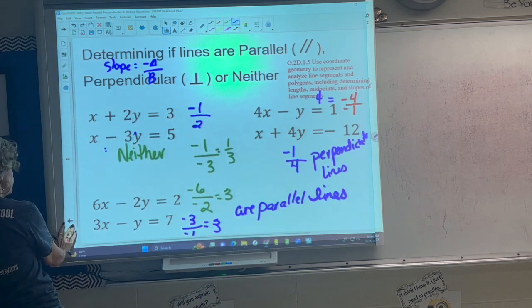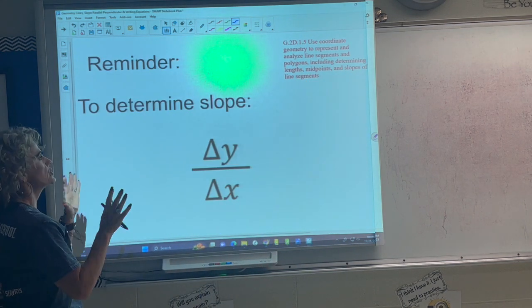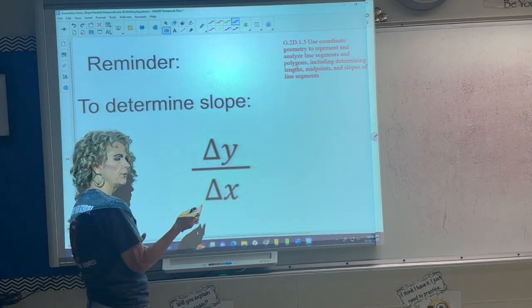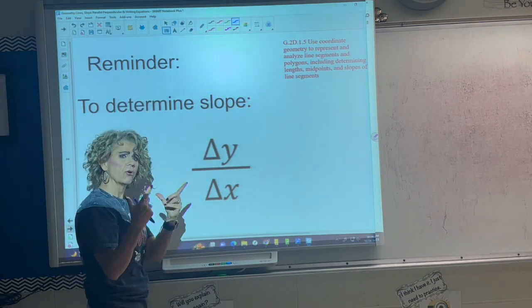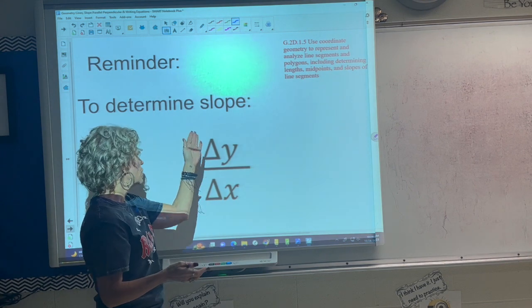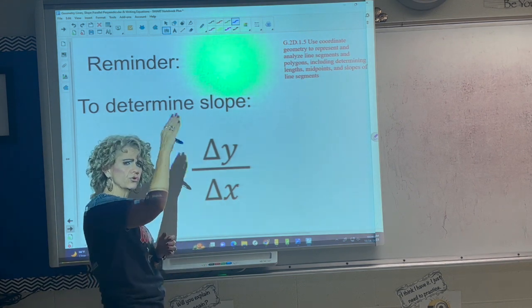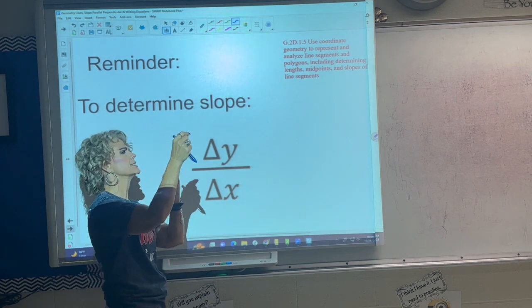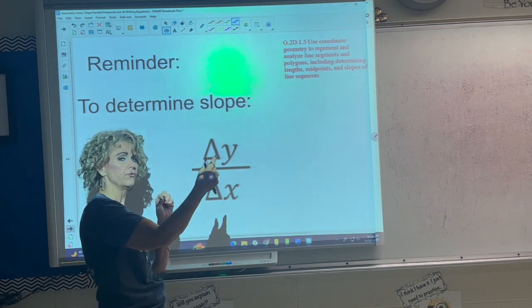All right. So just a reminder, in determining slope, there's a couple of ways. If it's graphed, you can absolutely count change in Y over change in X, vertical change over horizontal change. You can count from one point to the next. How far up did I go? How far over did I go?